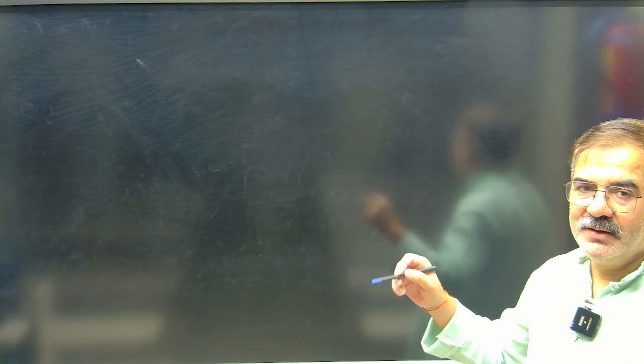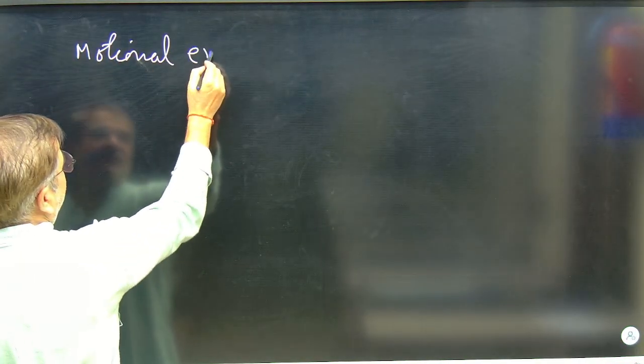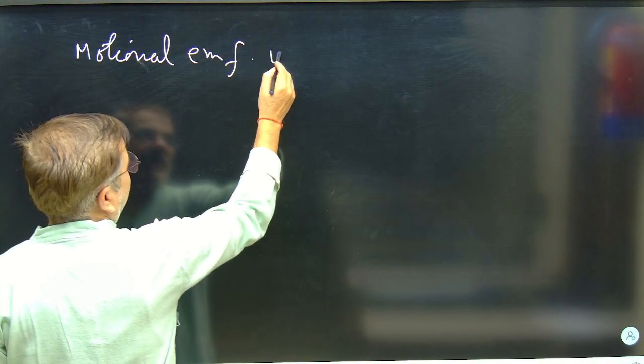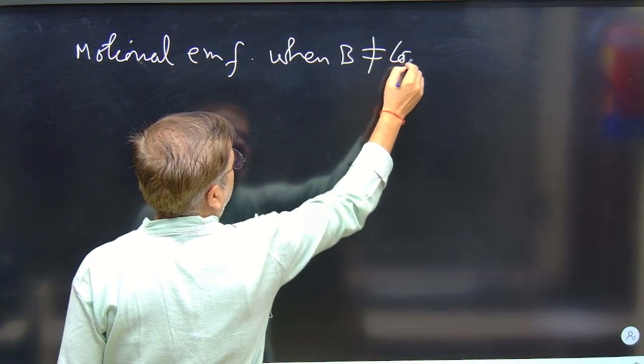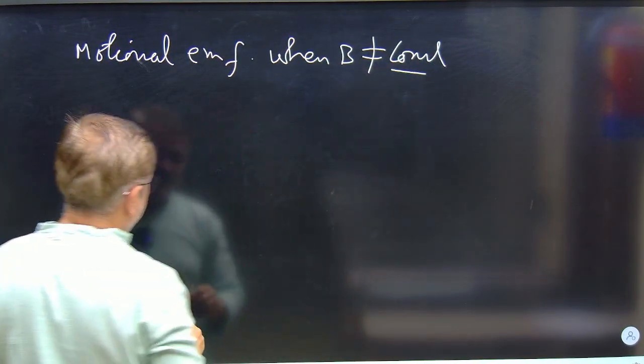So students, some more cases of inductance and motional EMF we can see. Say I will take the case where the magnetic field is not remaining constant and the conductor is moving in that magnetic field. To see the motional EMF when B is not constant, how do we see this result?